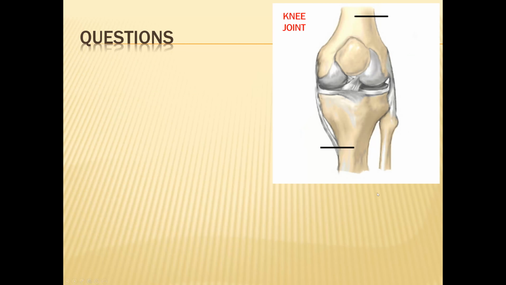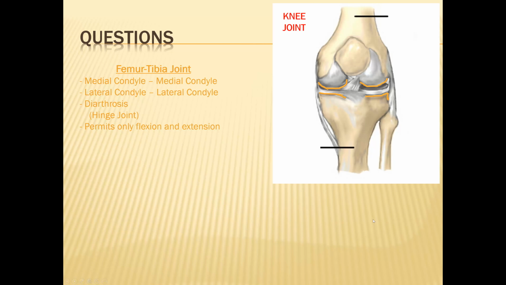So now let's look at the actual joints in the knee joint. So we have the joint between the femur and the tibia, and those are in orange yellow. So you have it between the medial condyle of the femur and the medial condyle of the tibia, and between the lateral condyle of the femur and the lateral condyle of the tibia. This is a diarthrosis or a synovial joint, and the specific type is a hinge joint. That means that it permits only flexion and extension.